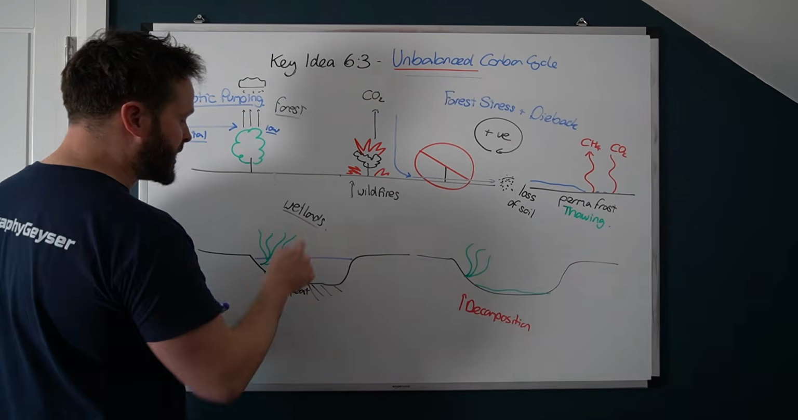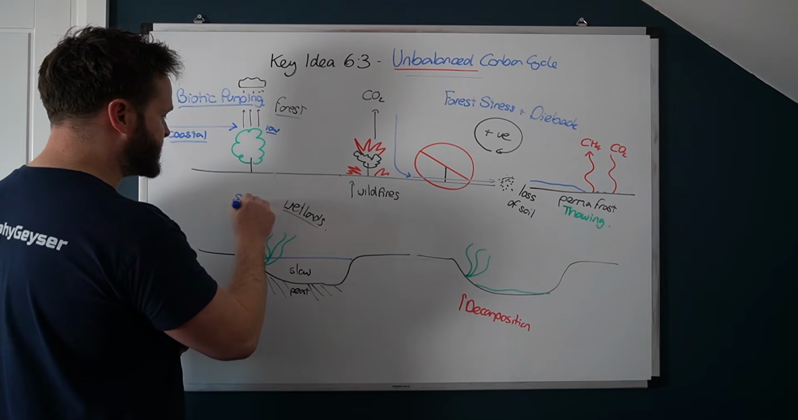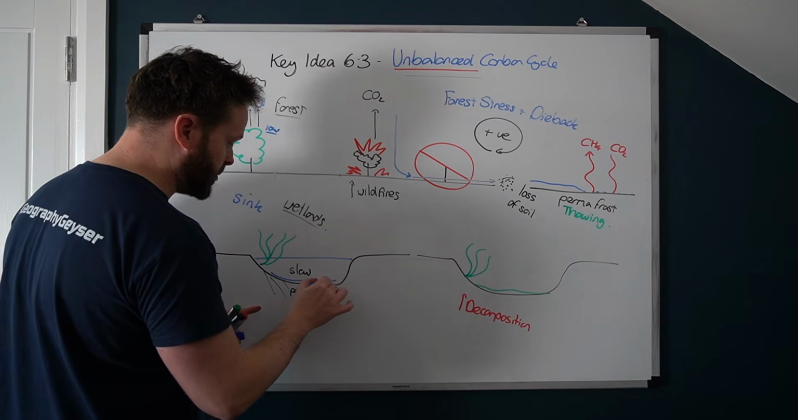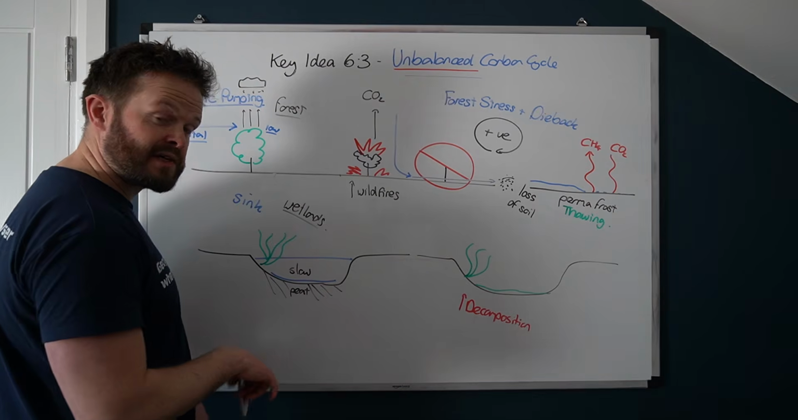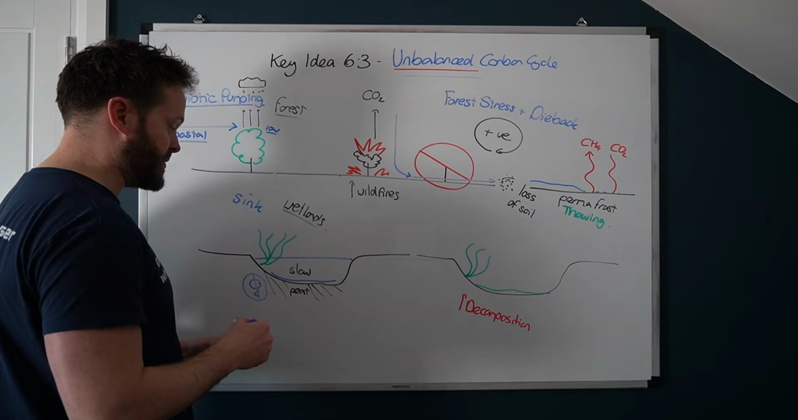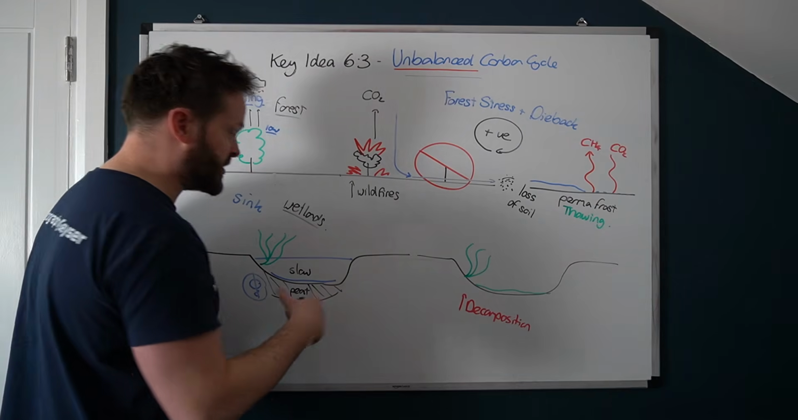Wetland areas, remember, are a fantastic carbon sink, and that is because there is the slow decomposition of organic matter down here, because there is an anaerobic environment, and that's what creates very fertile peat deposits.